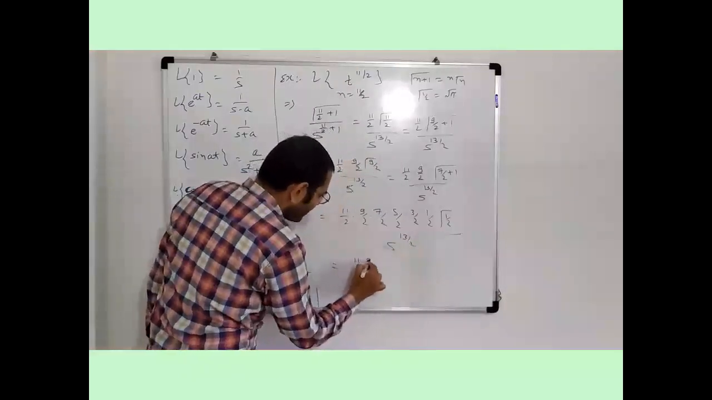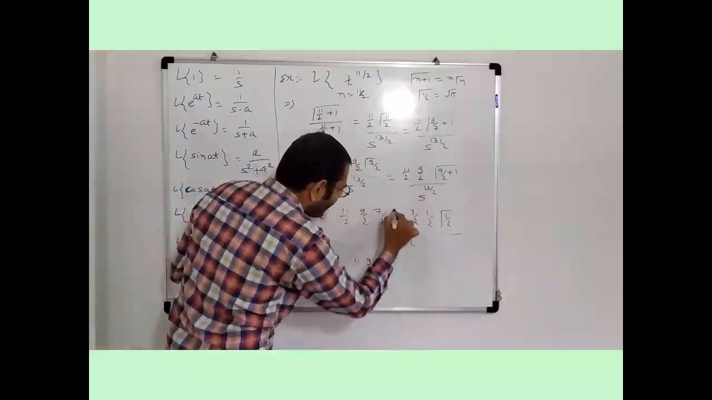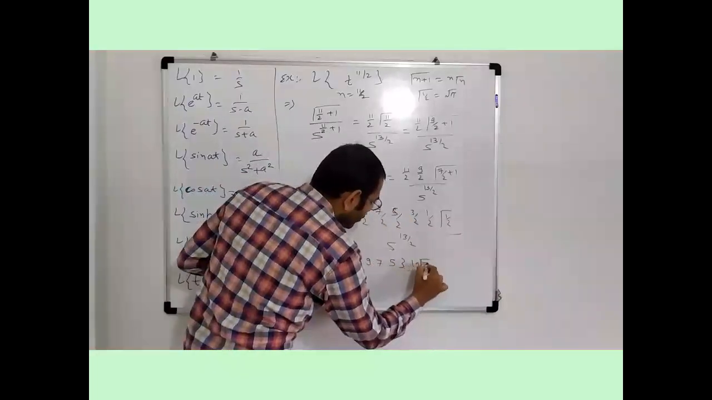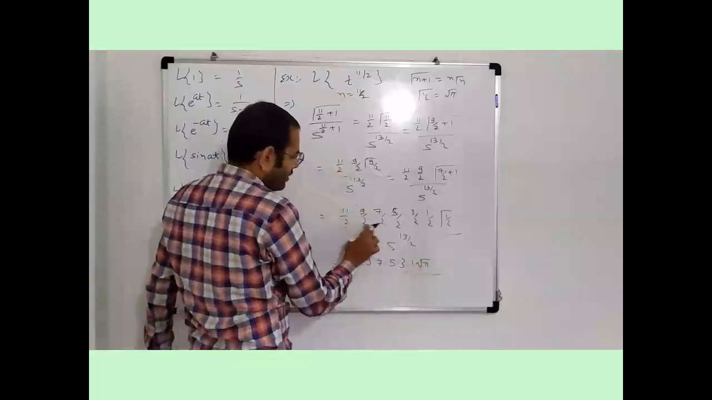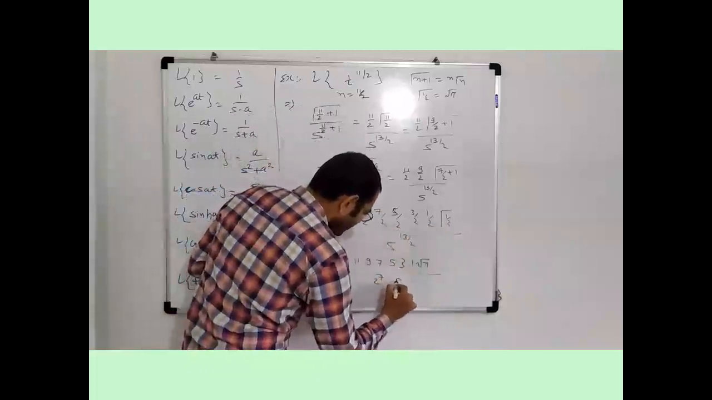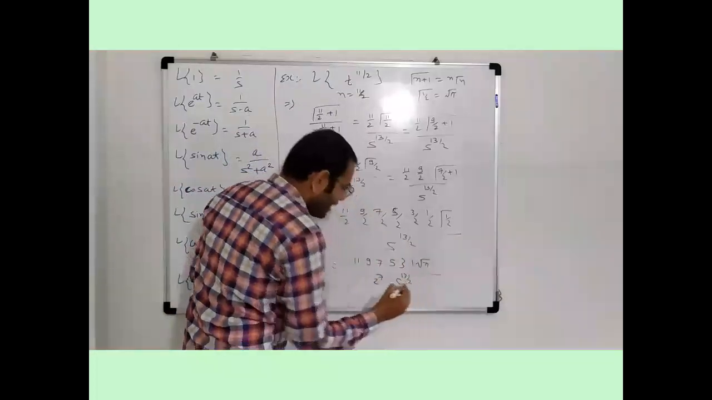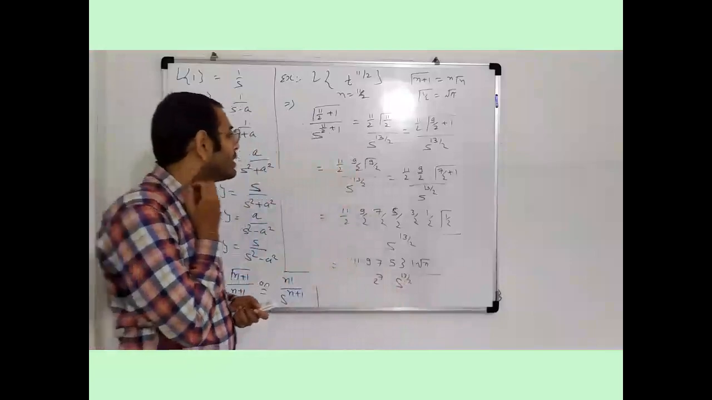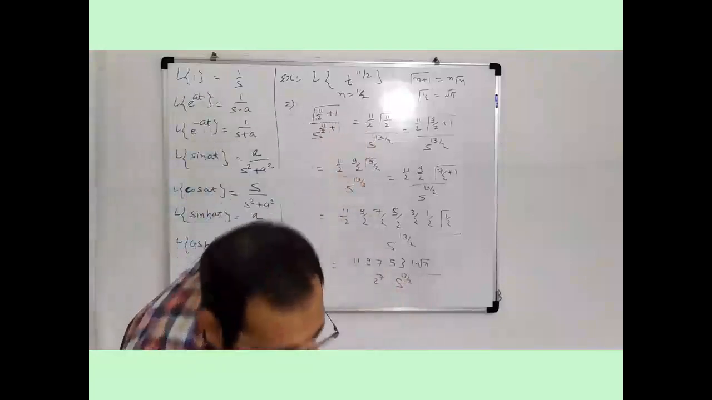Then we get 11 into 9 into 7 into 5 into 3 into 1 into root pi upon 2 raised to 6 twos. Counting them, 1, 2, 3, 4, 5, 6, and so the denominator is 2 raised to 6, and s raised to 13/2. Clear? Next example.